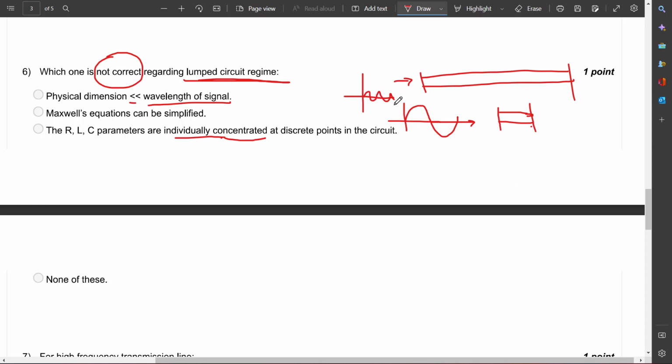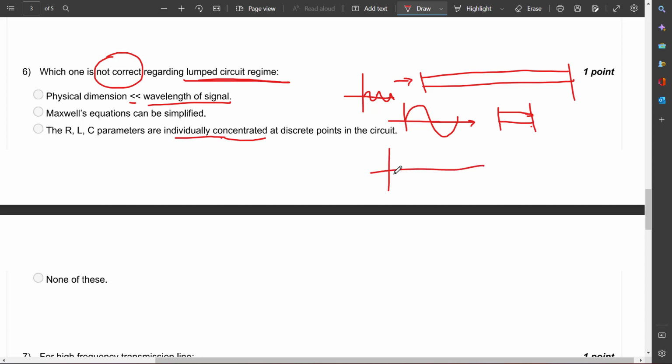So Madam, see this: lambda, which is equal to c by f. Lambda is the wavelength. If antenna size increases, it means frequency decreases. I think the first option is correct, from that formula I am telling the first option.